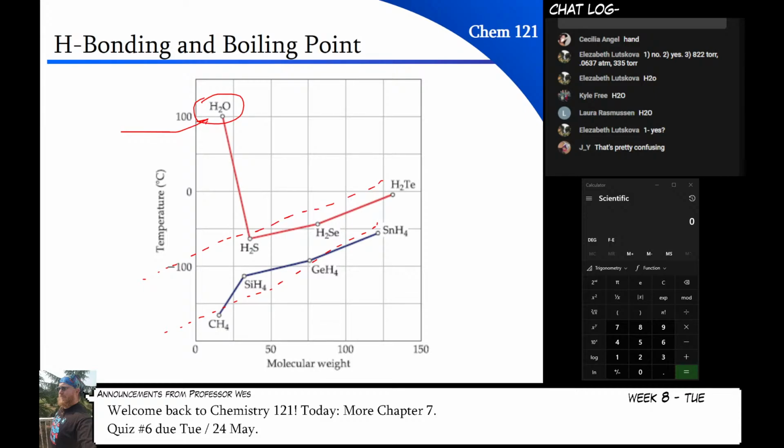So, because water can hydrogen bond here, its boiling point goes way, way up, whereas we would expect it to probably be down here.